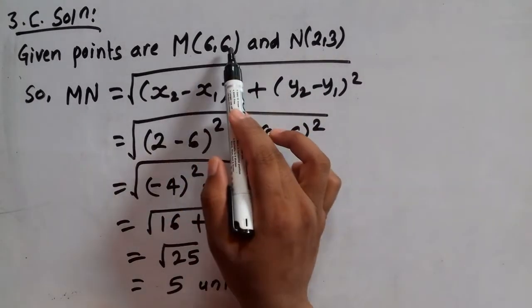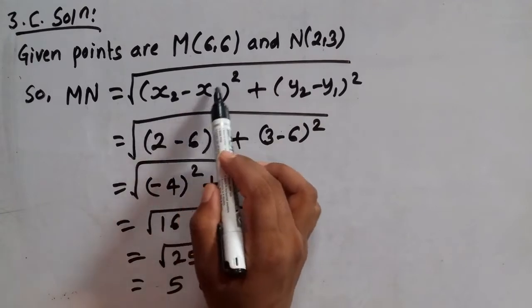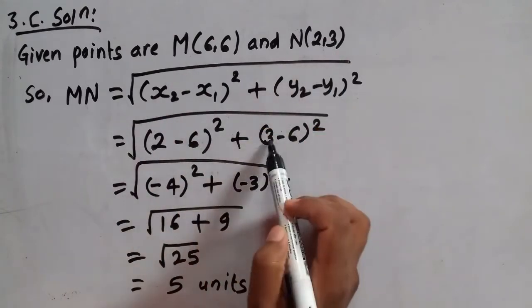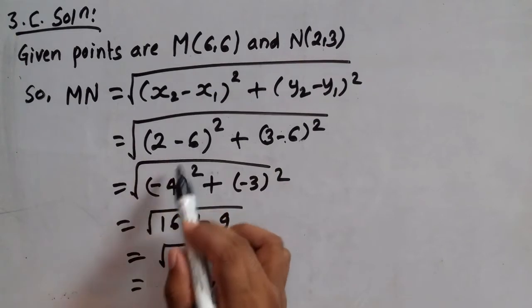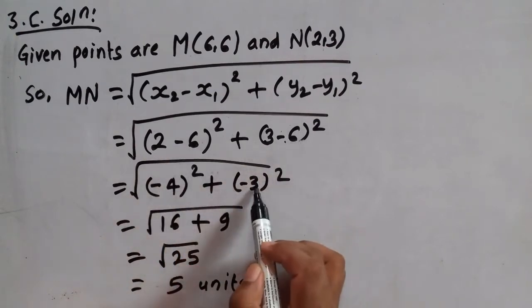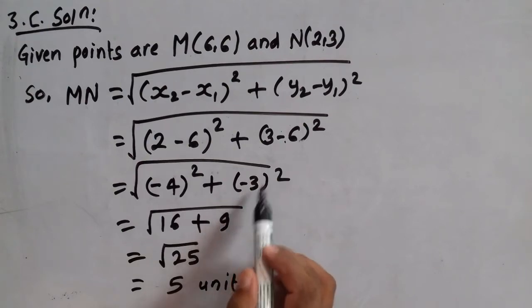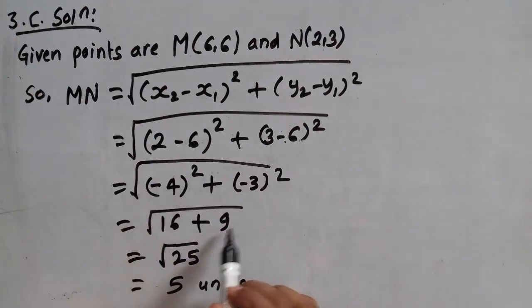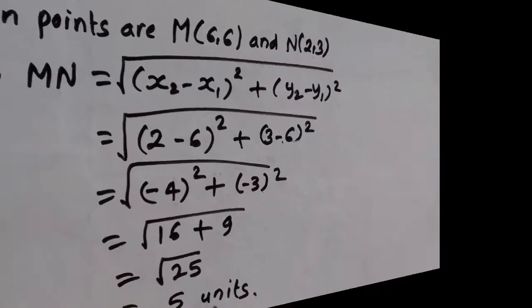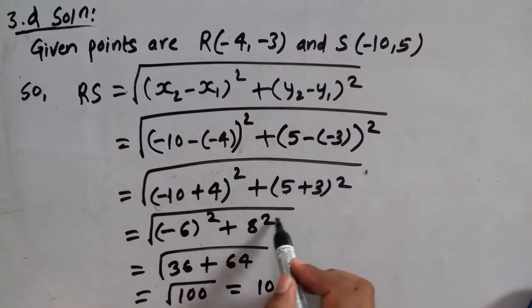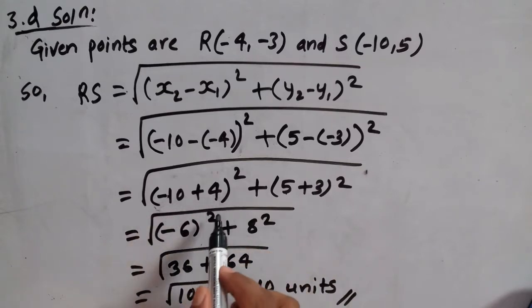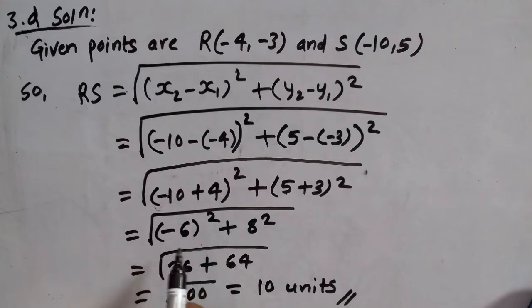Here x2, y2 is this, x1, y1 is this, so 2 minus 6 squared plus 3 minus 6 squared. 2 minus 6 is minus 4 squared, plus 3 minus 6 is minus 3 squared, minus squared is plus, 3 squared is 9, 4 squared is 16, 16 plus 9 is 25, and the square root of 25 is 5. Next, y1 is minus 3, here minus minus is plus, here also minus minus is plus, then 5 plus 3 is 8 squared, here minus 10 plus 4 is minus 6 squared, and minus squared is plus, 6 squared is 36, then plus 8 squared is 64, 36 plus 64 is 100, and the square root of 100 is 10 units.